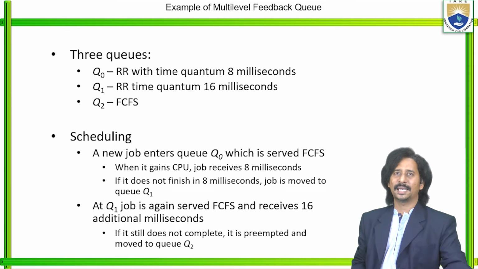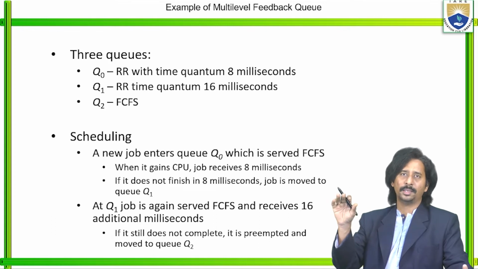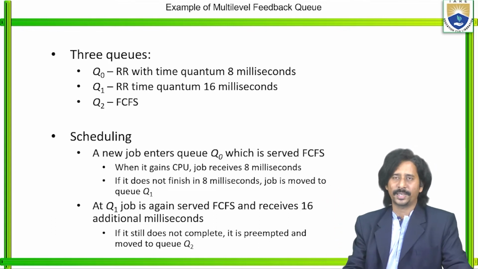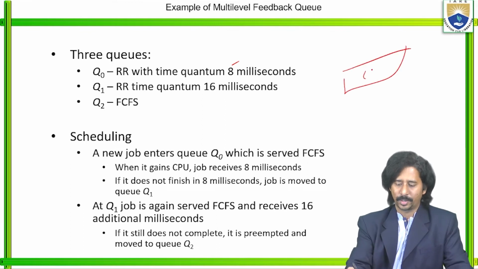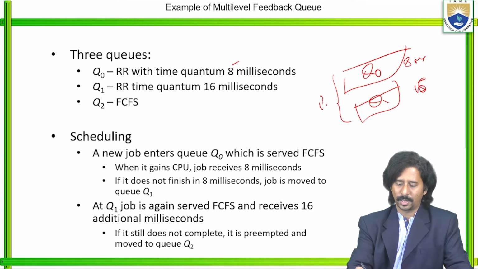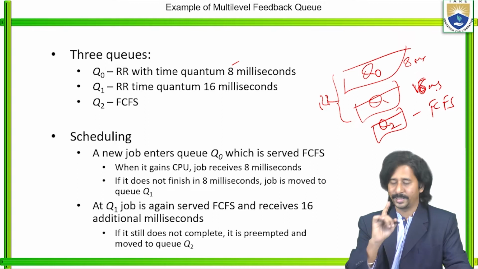See, let us take a simple example. We have defined here 3 queues: Q0, Q1, Q2. Initially Q0 uses the round robin scheduling algorithm with a time quantum of 8 milliseconds, and the next one is Q1, which uses 16 milliseconds. So these two come under the round robin scheduling algorithm. Then Q2, which uses FCFS.